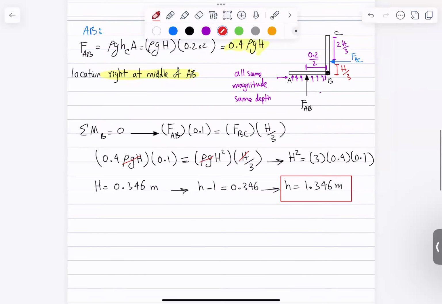This is the depth at which the gate will start to rotate and release water. So this is the minimum depth. Anything above this, the gate will start to rotate. Okay, so I hope that is clear.